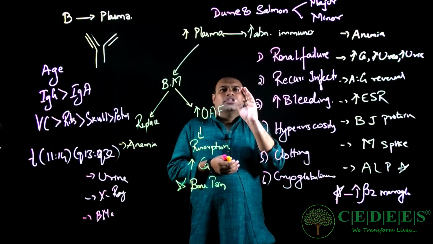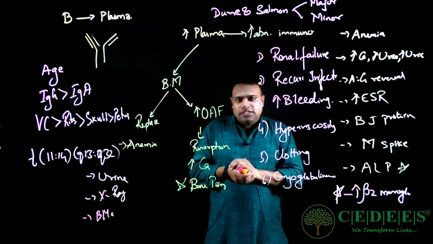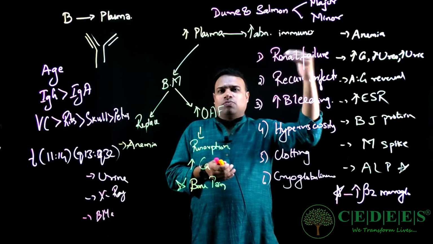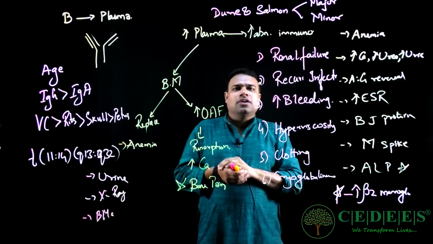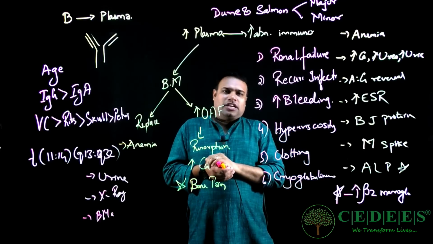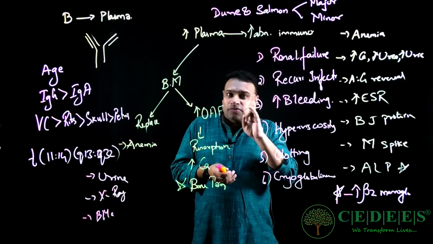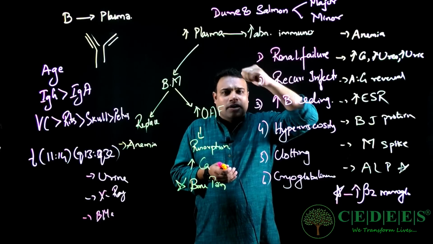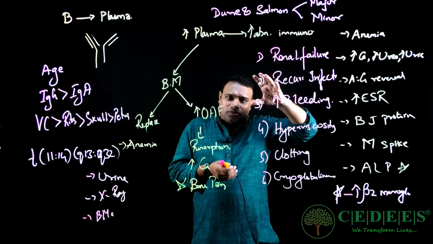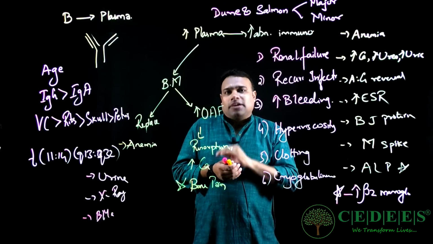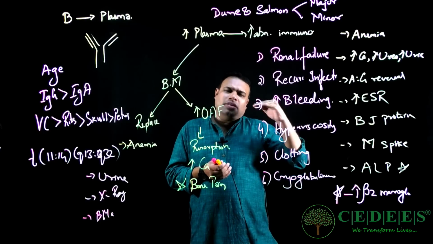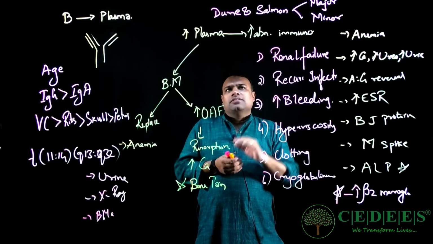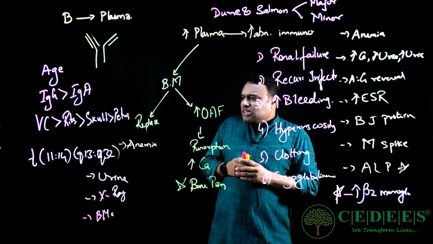So these are the Durie and Salmon criteria. You can have one major and one minor criterion, or you could have three minor criteria. But the first two minor criteria are very important. The first is that the bone marrow plasmacytosis should be between 10 to 30%, and there should be an M spike, maybe a little bit lower than 3, but there should be a small M spike.